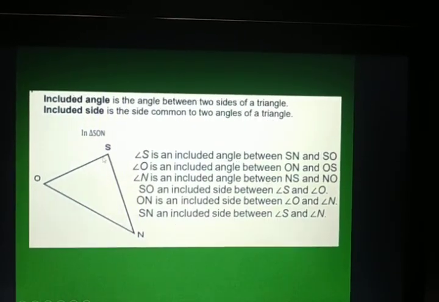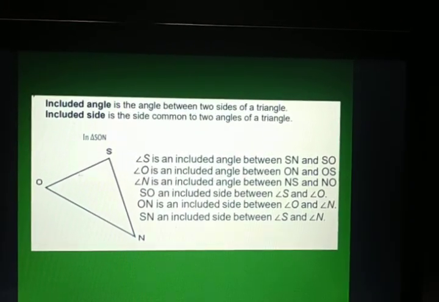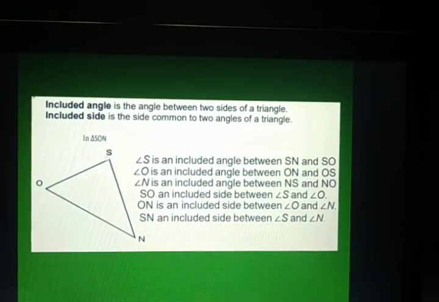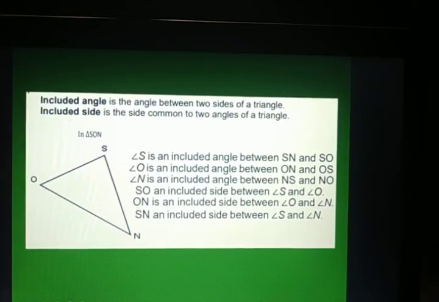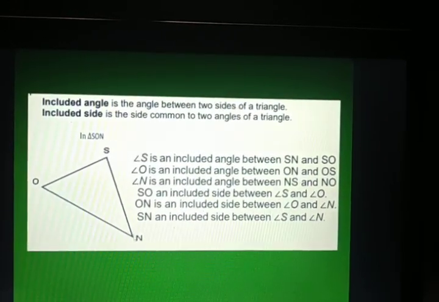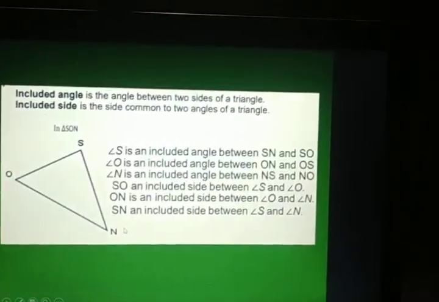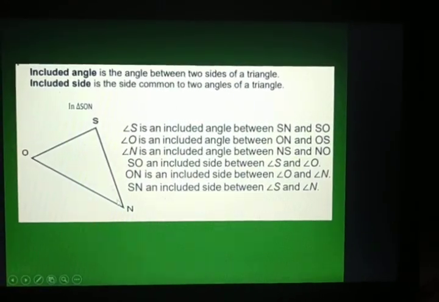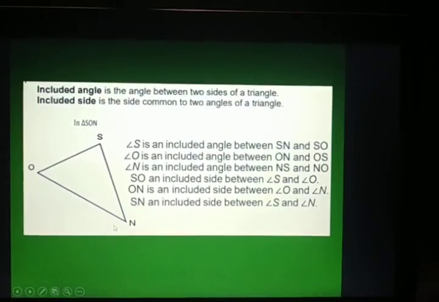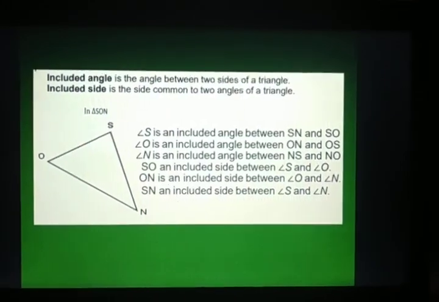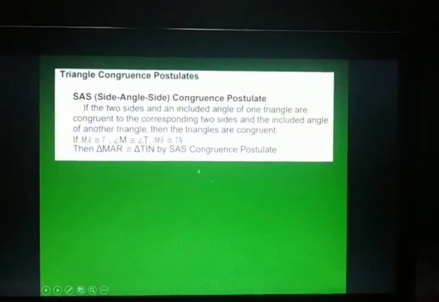Next, SO. SO is an included side between angles O and S. So, muna siyang napatungan nga included side sang angle S kag angle O. Next, ON. ON is an included side of angle O and angle N. And last, SN. Here is SN, included side between angle S and angle N. You will appreciate our next illustration kay may marks na siya. Okay? So, let's go to the main meat of the matter.